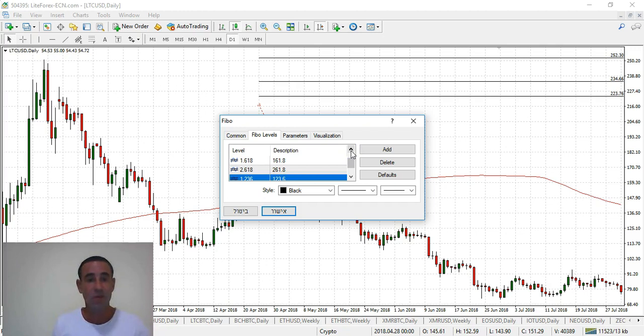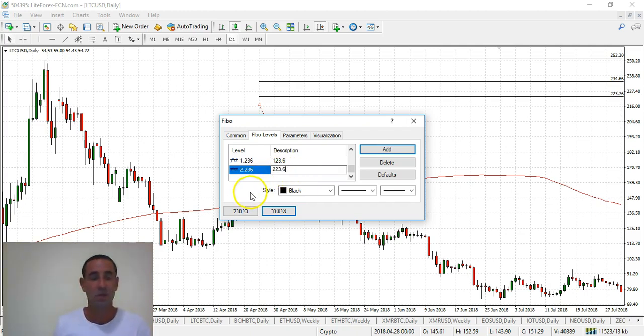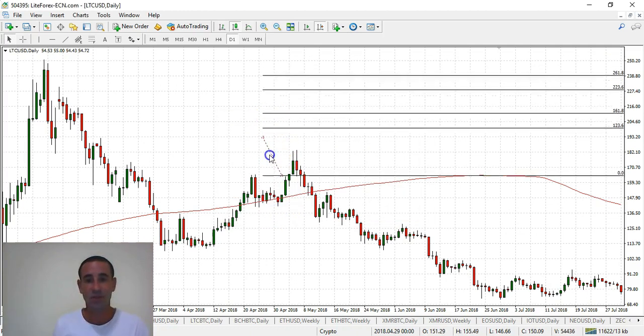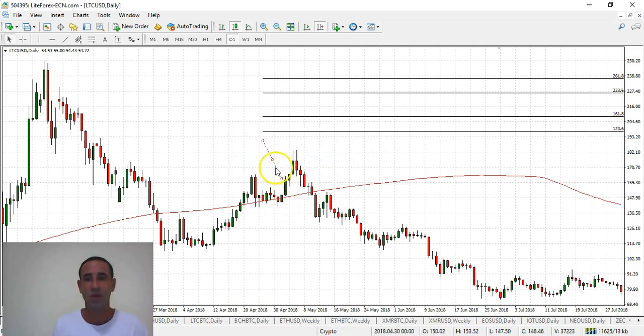So we have three right now. We have 1.618, 2.618, 1.236, and all I need is one more, which is the 2.236. We call it 223.6, right? This is the official name, and there you go. Now we got our four levels. Let's take a look. I think I missed, oh yeah, this one we don't need, the 0 level, so I'm going to delete that. And we're staying with our four levels.